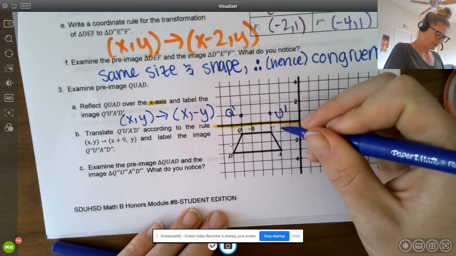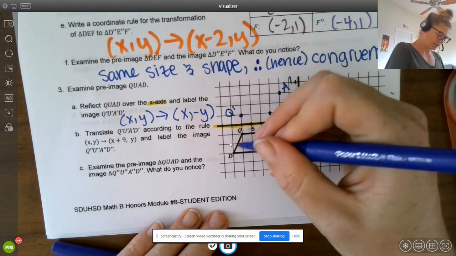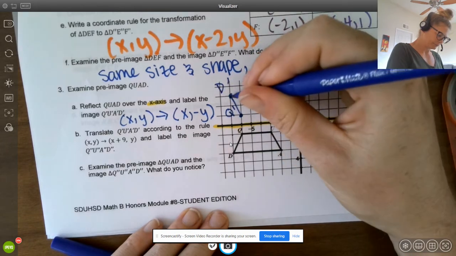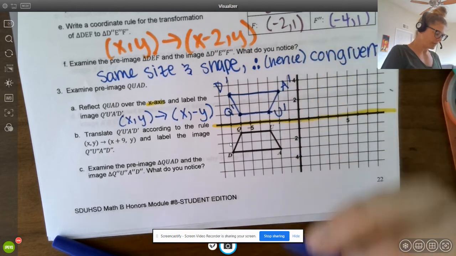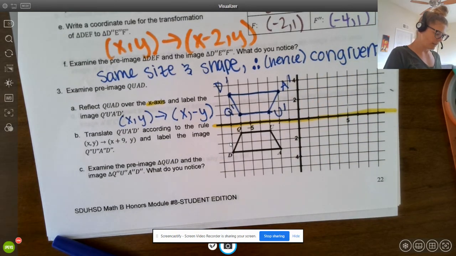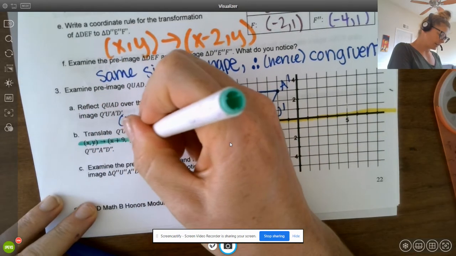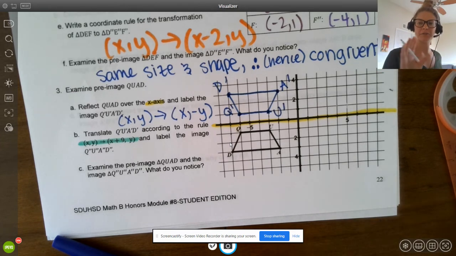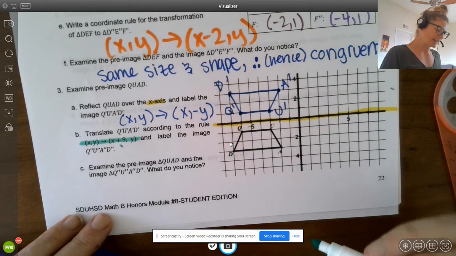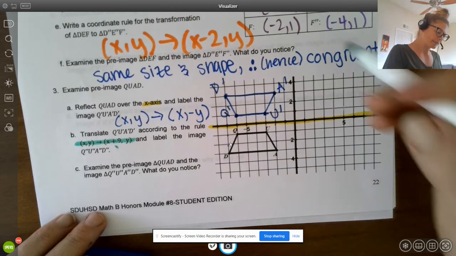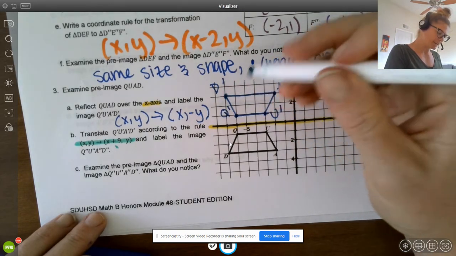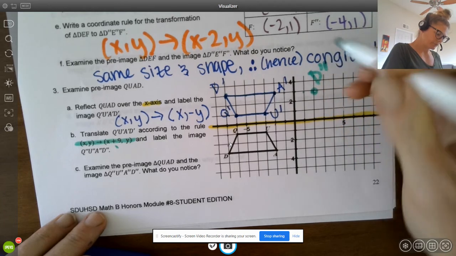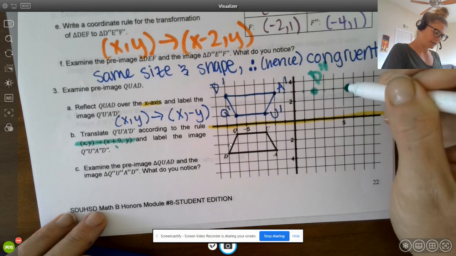U prime, A is at 1, 2, 3, 1, 2, 3, A prime, and D prime. Now we're going to take our image and use this rule. Notice what type of transformation this rule is. It's a translation. Translation is a slide or a glide left or right and/or up and down. Here, since we are only affecting the x value, we're changing all the x values by 9. So we want to go to the right 9. So D prime to D double prime, 1, 2, 3, 4, 5, 6, 7, 8, 9.